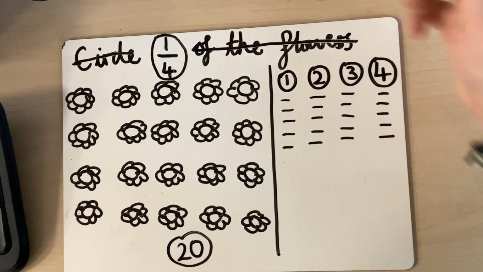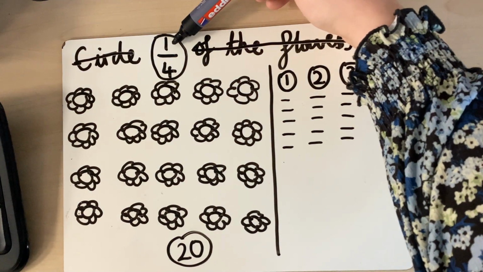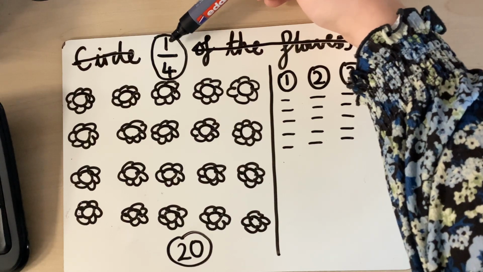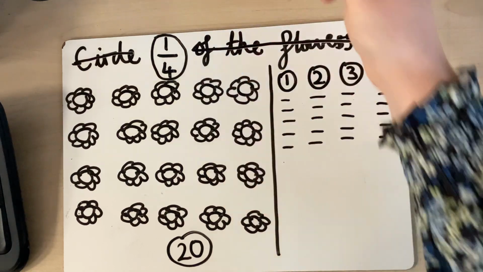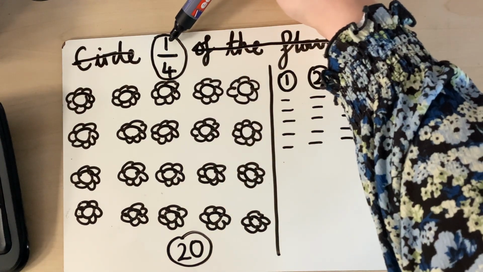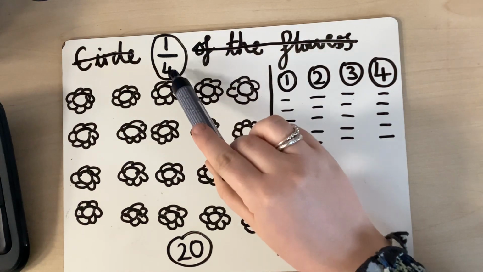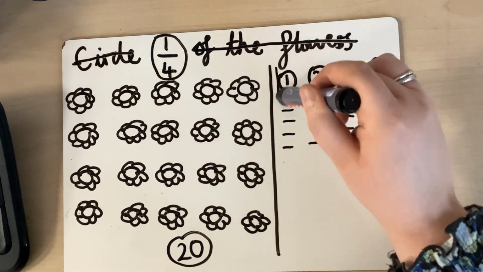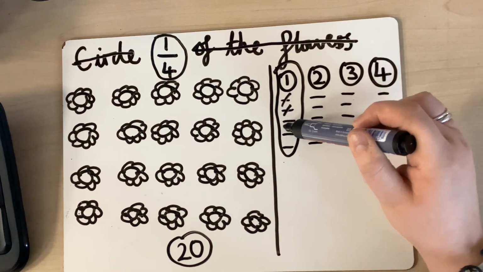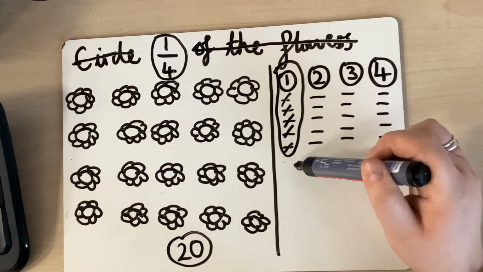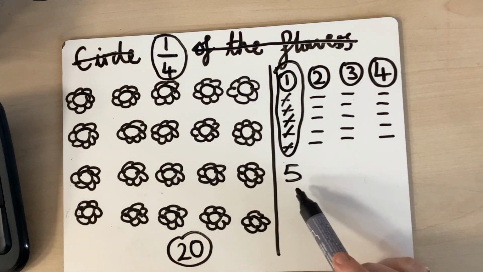Good. My numerator, the top number in my fraction, tells me how many groups I need to count for the answer. So the bottom number tells me how many groups I need. The top number, the numerator, tells me how many I count for the answer. So I've got 1/4. So I need to count 1 group. So 1, 2, 3, 4, 5. So 1/4 of 20 is 5.